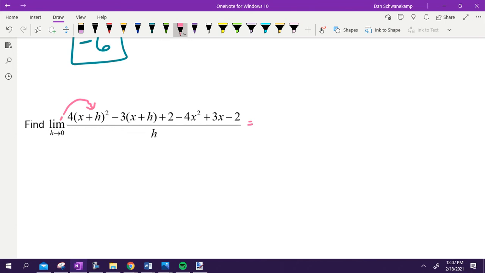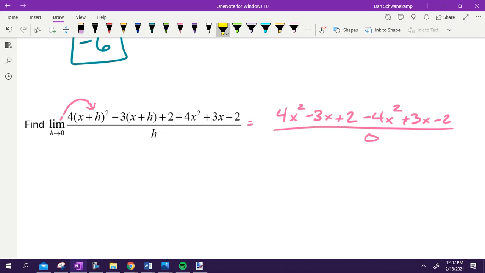Plug it in. If I take 0 and plug it in, you don't need to really write it, but I'll show it to you. 4x squared minus 3x, because that h would go away, plus 2 minus 4x squared plus 3x minus 2 all over 0. I just plugged in 0. I got to get an answer. What could I do from here? Combine like terms. I've got a 4x squared and a negative 4x squared. What's going to happen with those two things? They cancel. They get me 0. What else could I do?